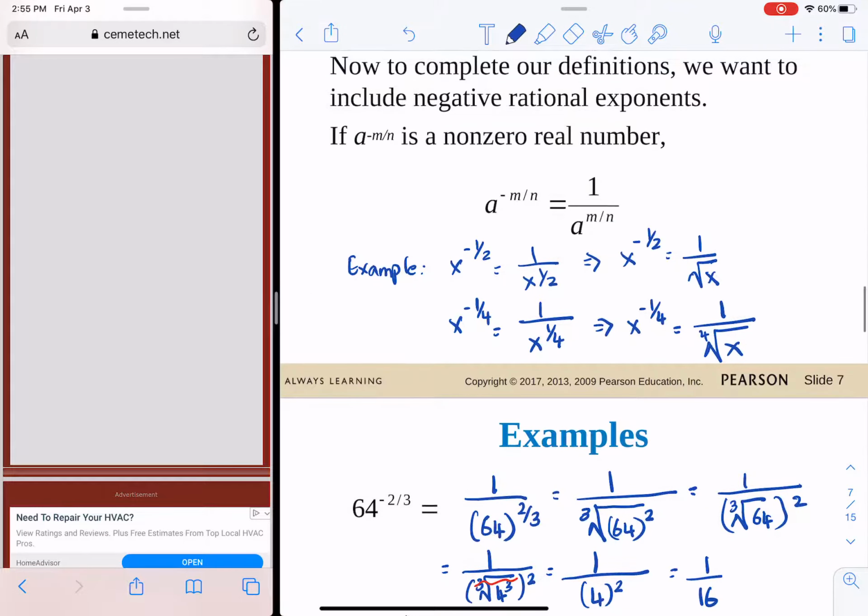So I would like to make a note here. a raised to m over n is the nth root of a raised to m, or it is also equal to a raised to 1 over n, raised to m. In other words, that is the mth power of the root of a. So they are one and the same. We could do it interchangeably.